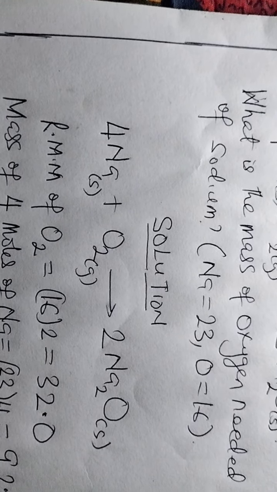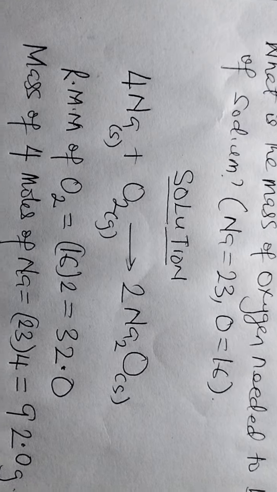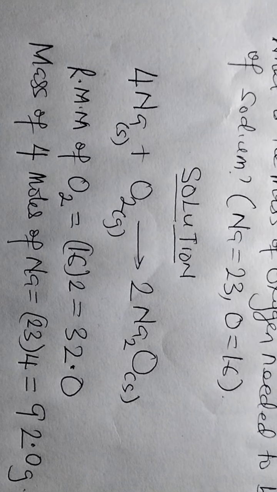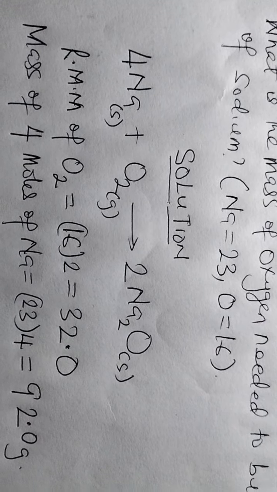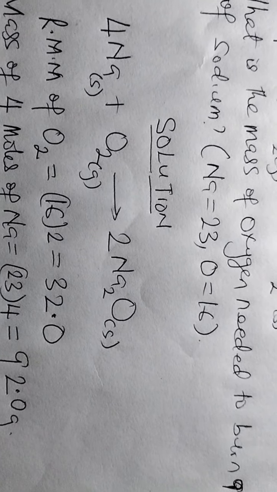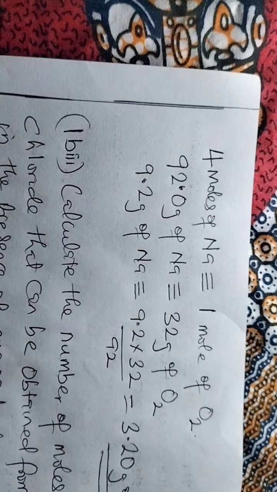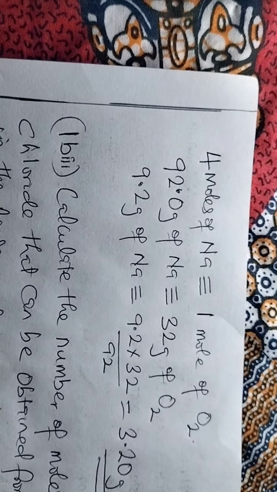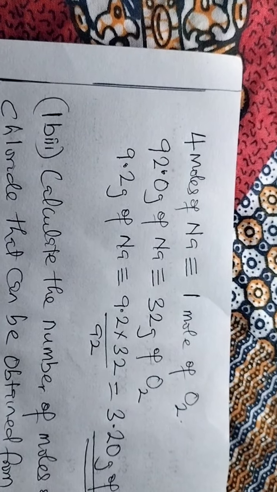Then we'll have to find the molecular mass of oxygen being 16 times 2 as 32. We'll have to find the mass of 4 moles of sodium, which is 4 times 23. 23 is the atomic mass of sodium. That gives us 92.0 grams. So for the balanced equation, we have 4 moles of sodium is equivalent to 1 mole of oxygen. 4 moles of sodium have been calculated to be 92 grams.